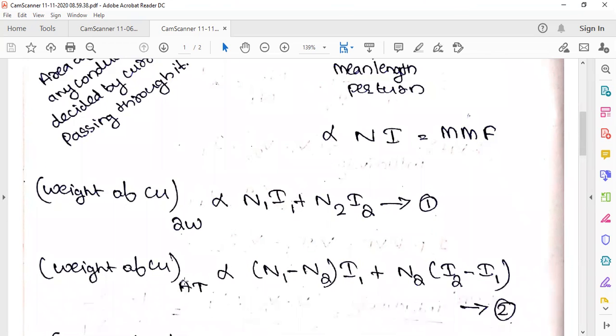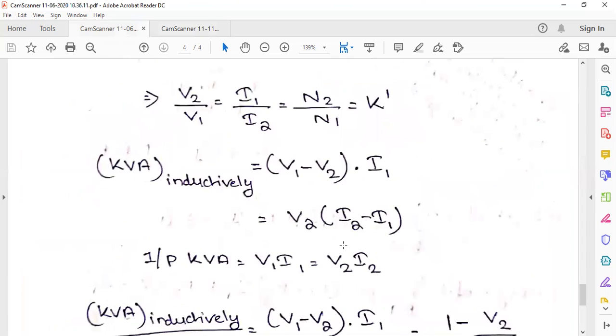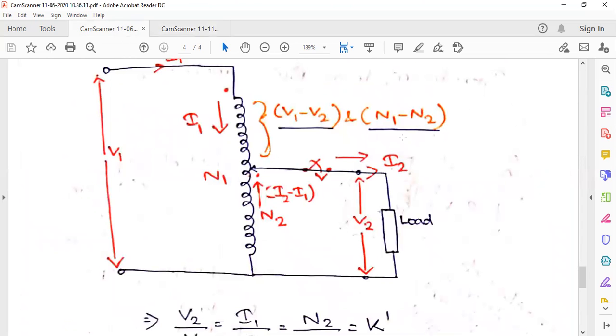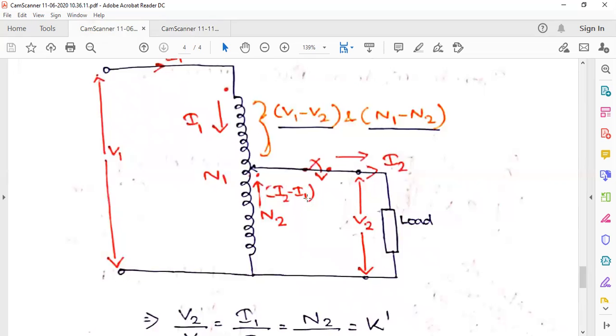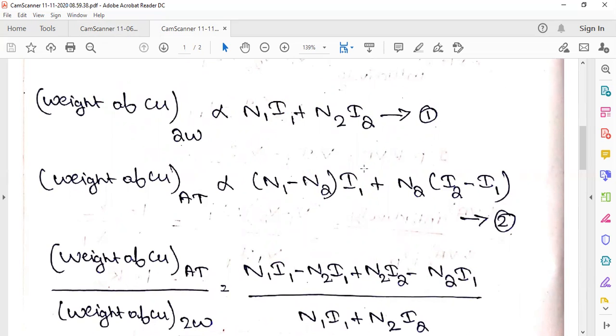And weight of the copper in an autotransformer. You know the autotransformer here. In an autotransformer, N1 minus N2 is there and N2 is there. So in an autotransformer, it will be N1 minus N2 into I1 plus N2 into I2 minus I1. From this figure, N2 into I2 minus I1 plus N1 minus N2 into I1, for the series side and the common side.